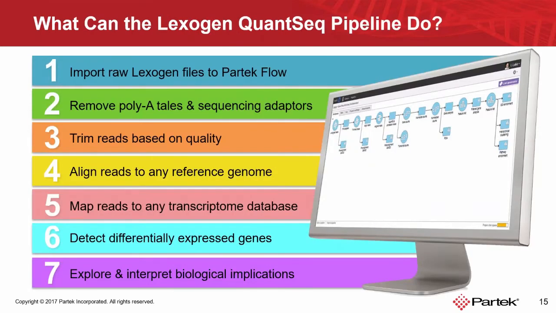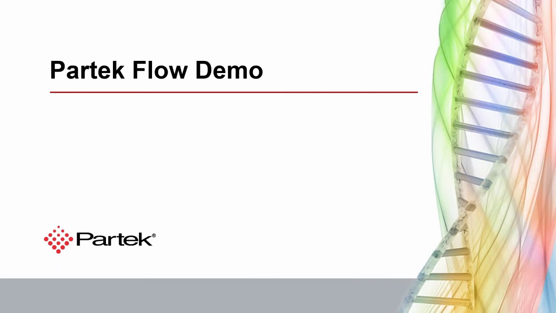One of the supported applications is RNA-Seq analysis of Lexogen's QuantSeq data using a streamlined pipeline that was developed through collaboration of Lexogen and Partek teams. The pipeline takes FASTQ files, removes poly-A sequences and sequencing adapters, performs quality-based trimming, aligns reads to any genome, and then quantifies the reads to any transcriptome database. Furthermore, quantified reads can be pushed to differential expression analysis, followed by biological interpretation. And now let me switch to Partek Flow and show you all those steps live.